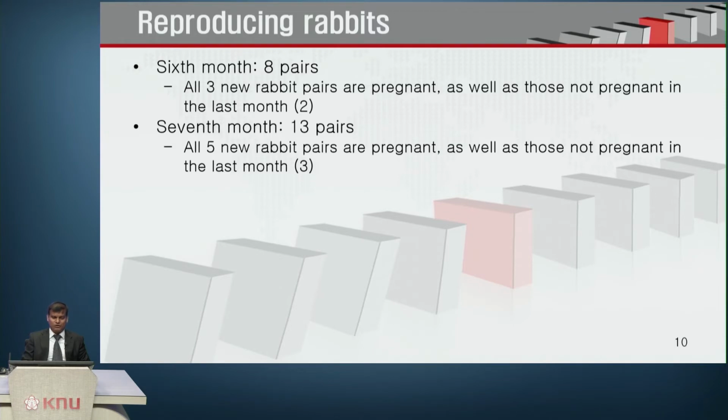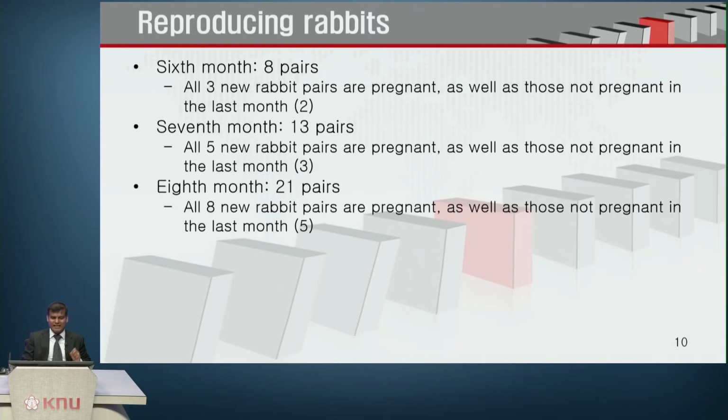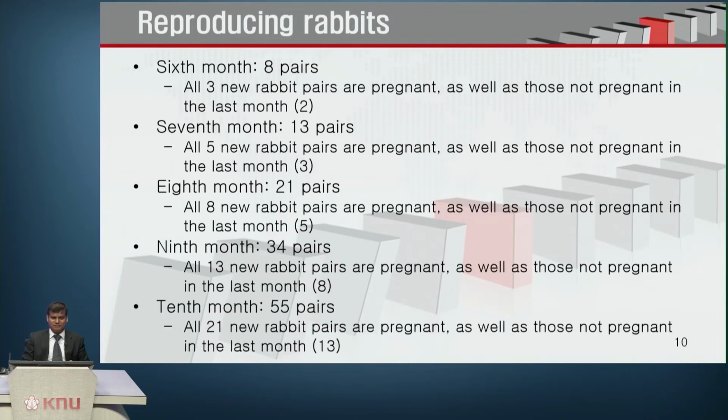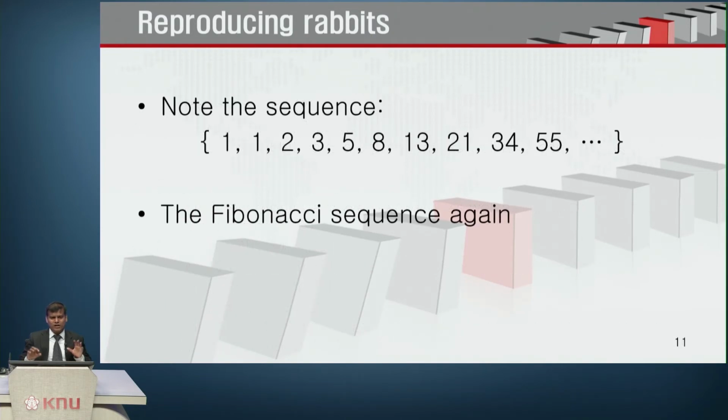And the 7th month it goes on like 13 pairs, 8th month 21 pairs, 9th month 34 pairs, 10th month 55. So is there any unique thing about this? Well, note the sequence. You have 1, 1, 2, 3, 5, 8, 13, 21, 34 and 55. And there is one more thing about this whole sequence.